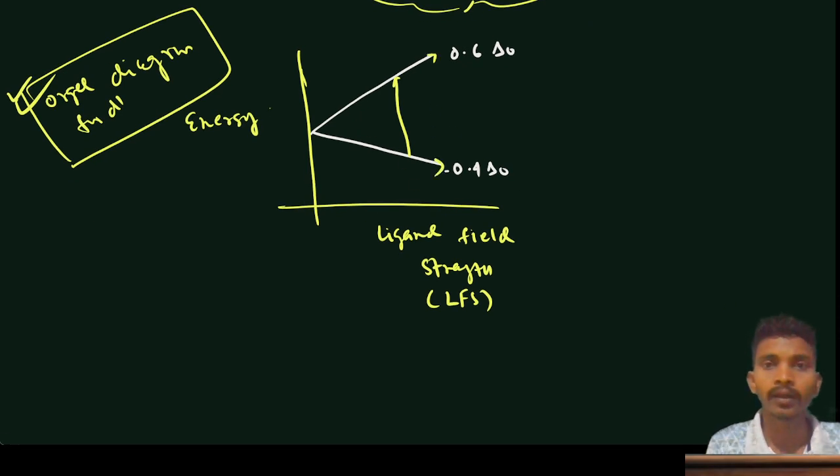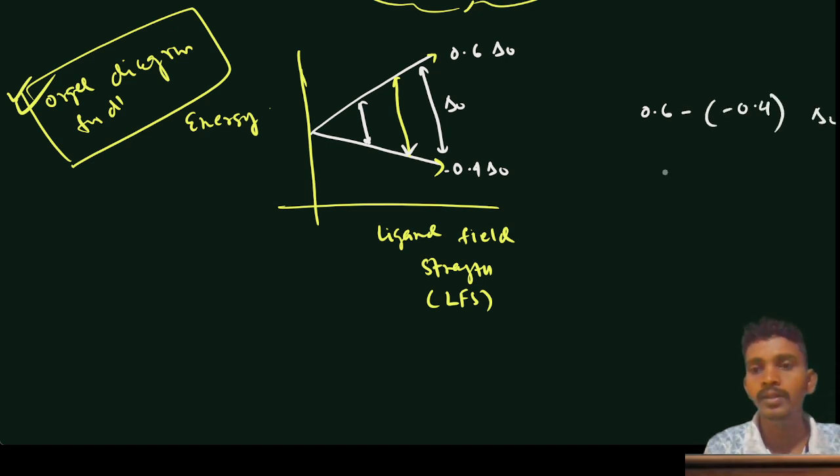Note that this gap, this gap, and this gap are everywhere. This is delta knot, because if you see 0.6 and 0.4, this is how we get it: 0.6 minus 0.4 gives delta knot. So this value, we will add 0.6 plus 0.4, and that is going to be 1. So this delta knot always has to be one value.